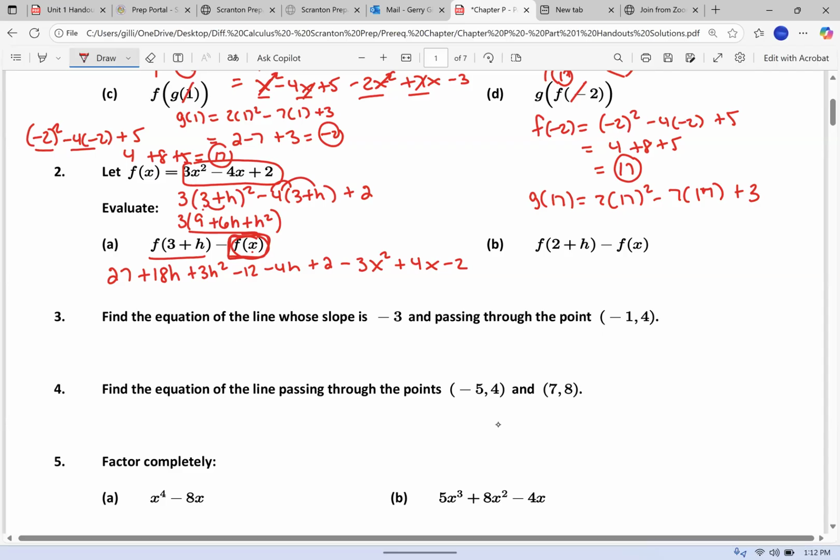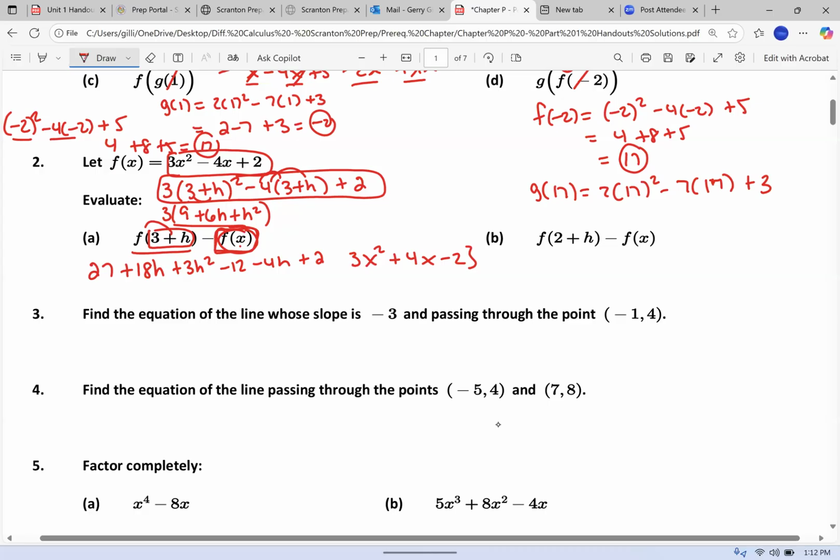But again, just to go through that, it's f of 3 plus h, put this into f, and that gave me all of this piece up here. I wanted it to work out a certain way and it didn't, but that's all right. And then minus f of x, which is this function, but you have to distribute the minus sign through, which would be then minus 3x squared plus 4x minus 2.